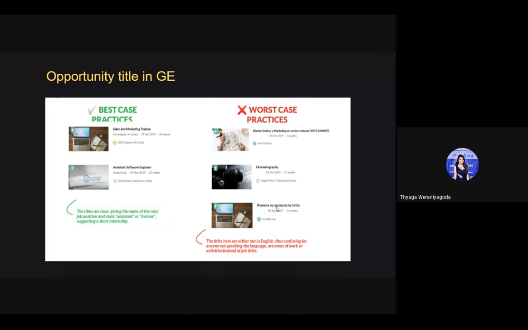Next is "promote our product by Unity." This is kind of a motto or something, so this is also not acceptable. It should be something like sales and marketing trainee, assistant software engineer. It should be a clear title. It should give the name of the role and the job position.